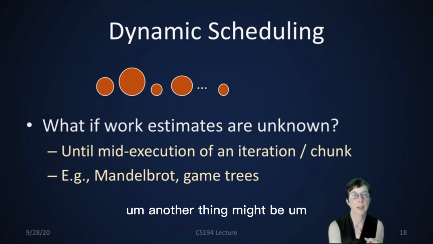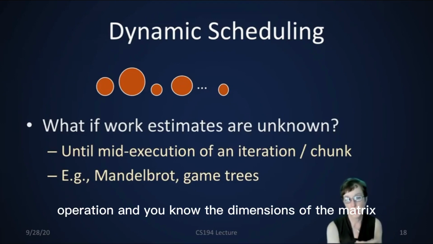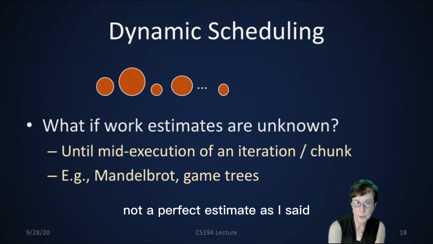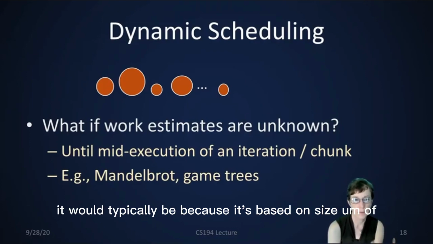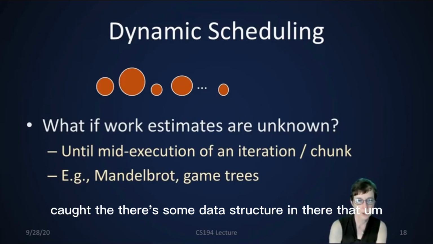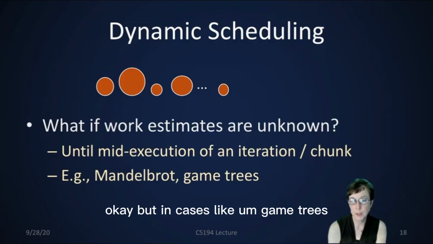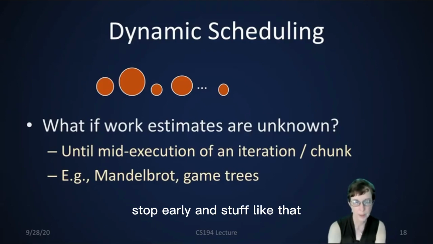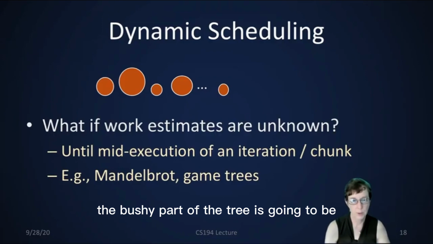Another thing might be if you're doing a matrix operation and you know the dimensions of the matrix, you'll know the estimated cost, say an order n cubed algorithm. Not a perfect estimate, as I said, but nevertheless something where it would typically be based on the size of something, that there's some data structure in there that will affect the running time. Okay, but in cases like game trees, or in the Mandelbrot case, until we run it, we don't really know when it's going to stop early and stuff like that in that inner loop. And similarly with game trees, you don't know where the bushy part of the tree is going to be until you play the game.